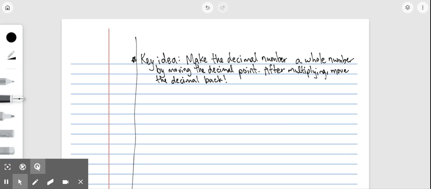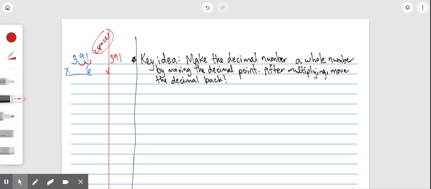So back to our previous example. So we had 3 and 91 hundredths. We moved the decimal 2 spaces, and we got 391 times 6, which gave us 2346, and we moved the decimal 2 spaces back to get 23 and 46 hundredths, okay? The idea is move the decimal out while you're multiplying and then move it back in when you're done. So let's do another example.